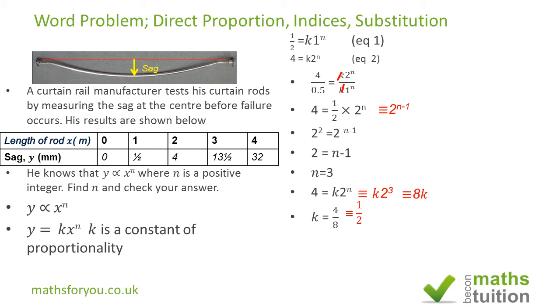Now to check, if we use this one here, which is a bit difficult, use this other pair of 3 and 13.5. So 13.5 is equal to a half because k is a half, our x is 3, and we know n is 3 as well. So a half times 3 cubed. Now 3 cubed is 27 because 3 times 3 times 3 is 27. Divide 27 by 2, we have 13.5. So the left hand side and the right hand side do balance.